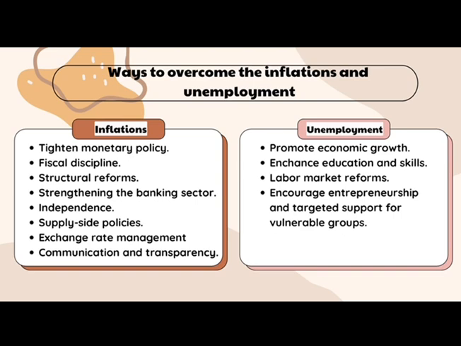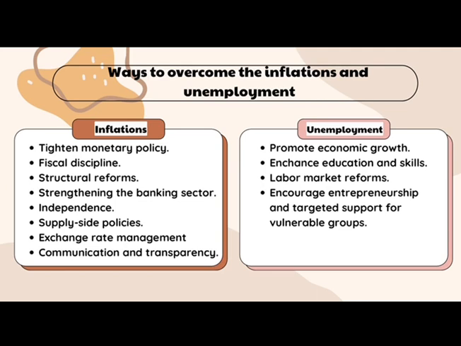The first way to overcome inflation in Turkey is to tighten monetary policy. The central bank can increase interest rates to reduce the money supply, which can help curb inflationary pressure. Higher interest rates can discourage borrowing and spending, reducing demand-pull inflation. Next, fiscal discipline. The government should pursue prudent fiscal policy by reducing the budget deficit and public debt. This can be achieved by cutting unnecessary expenditure, improving tax collection, and promoting efficient public spending.